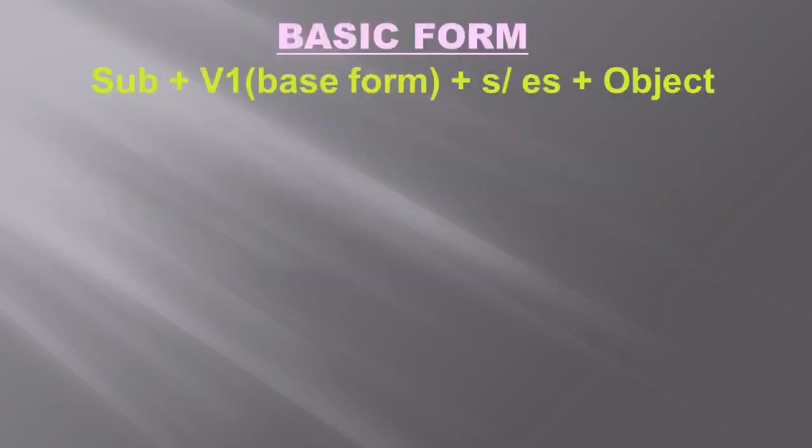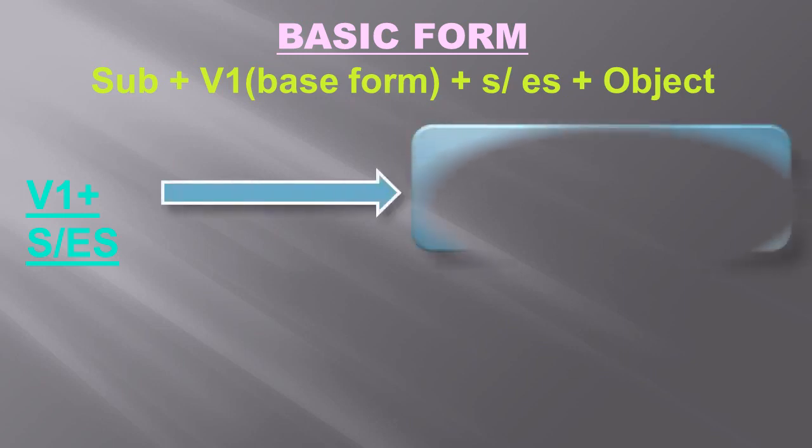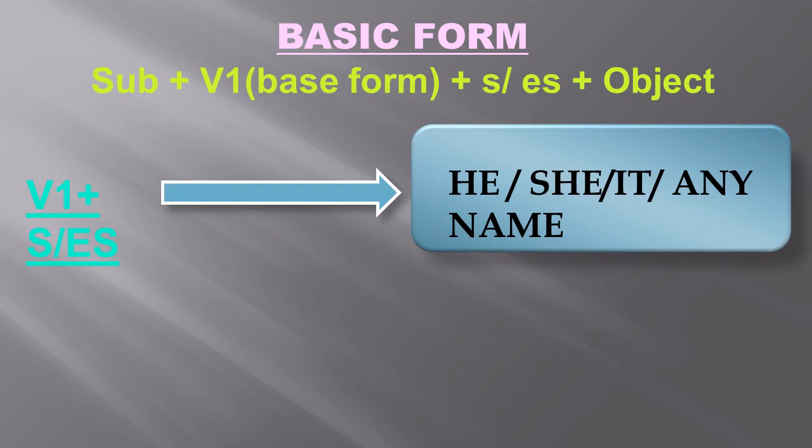Now the basic form of present indefinite tense is subject plus first form of the verb plus s or es plus object. Now the question arises: where do we have to use the verb first form alone and where do we have to use verb first form plus s or es? So let's see with which subject we will use verb first form with s or es. Verb first form plus s or es will be used with he, she, it or any name. That means third person singular.